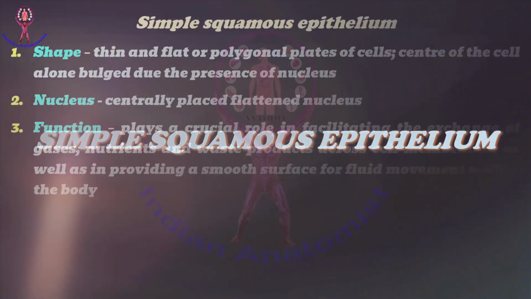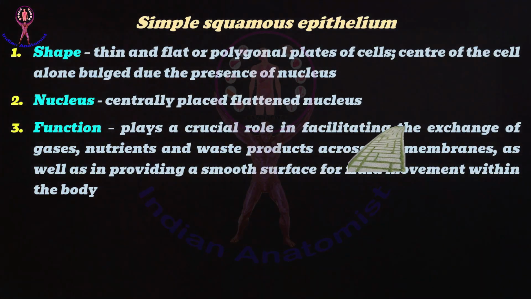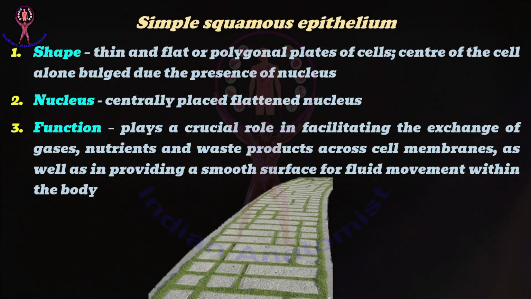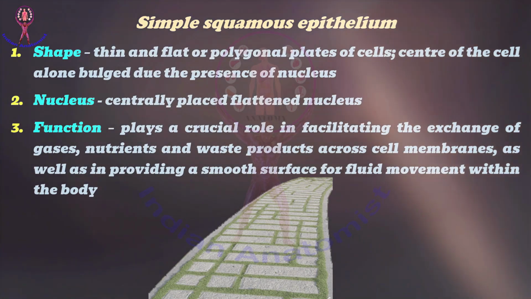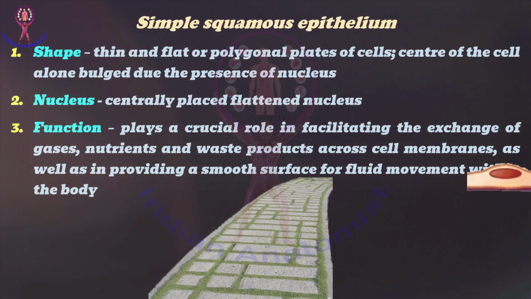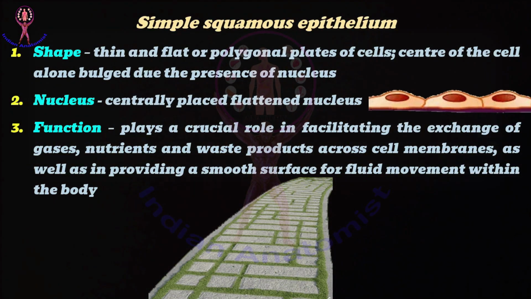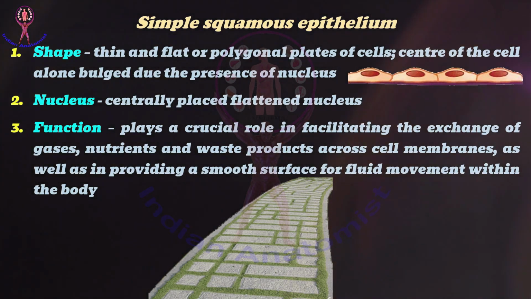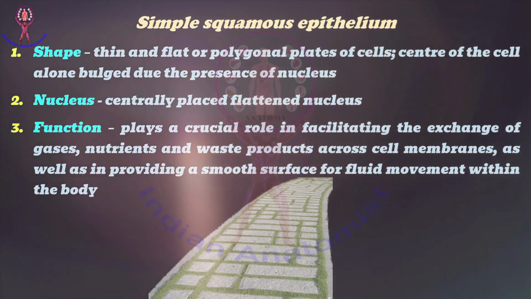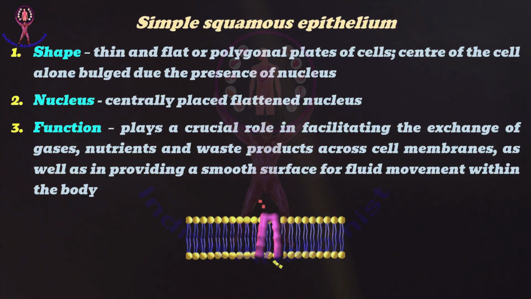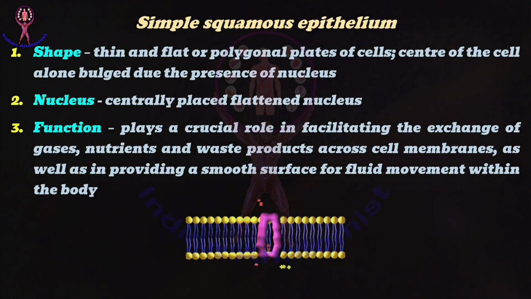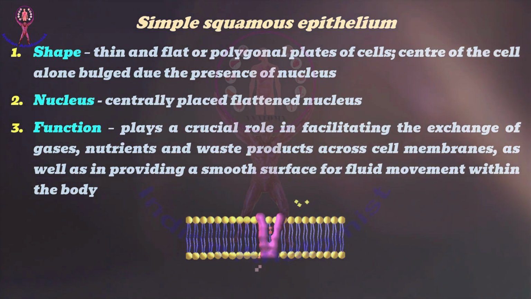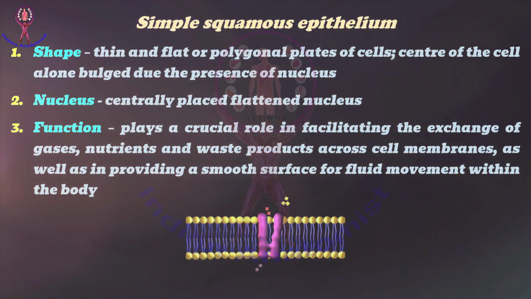The shape of this epithelium is thin, flat plates of cells, often called pavement epithelium. The center of each simple squamous cell is bulged due to the presence of a nucleus. A centrally placed flattened nucleus is the characteristic feature of this epithelium. Coming to the function, it plays a crucial role in facilitating the exchange of gases, nutrients, and waste products across cell membranes, as well as in providing a smooth surface for fluid movement within the body.